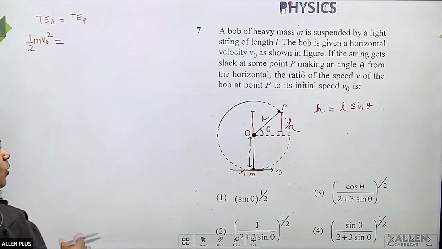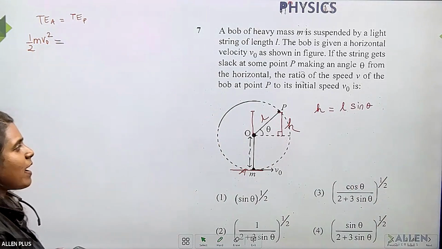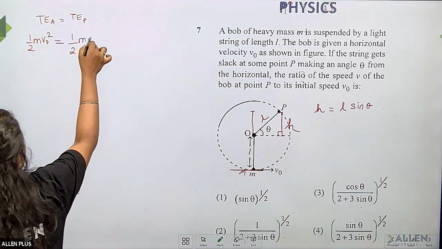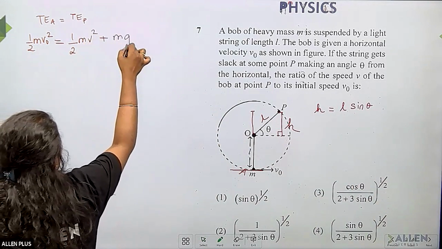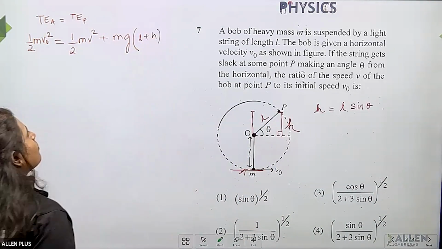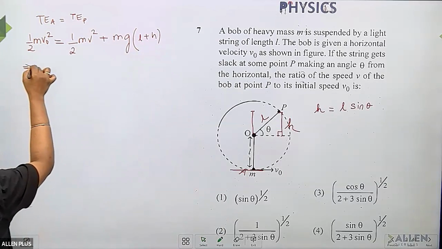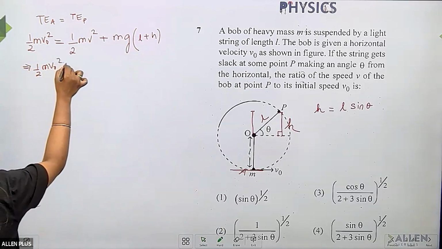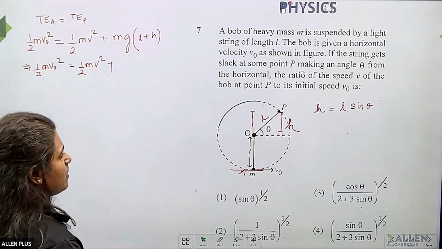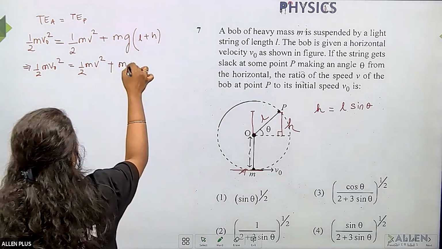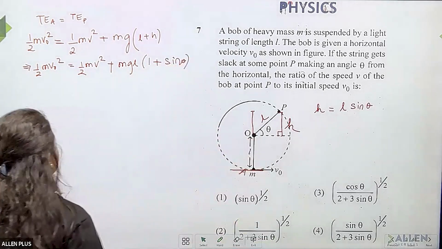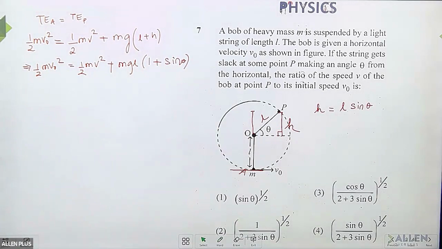This will be equal to, so at point P, even though the string is getting slackened, what happens? Some velocity will be there. So according to that velocity, we will have one kinetic energy component plus mg into, what is the height from point A? L plus h. From here, I can say half m v naught square is equal to half m v square plus mg into, what is the value of h given over there? L sine theta. Substituting the value, I can write mgl into 1 plus sine theta.